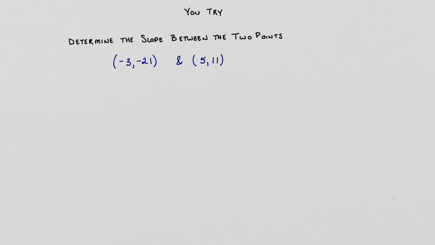Now it's your turn. Go ahead and determine the slope between the 2 points, -3, -21, and 5, 11. Once you are done, go ahead and press play, and we'll review the solution.